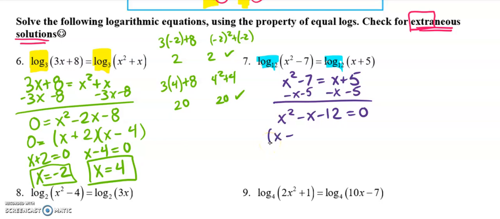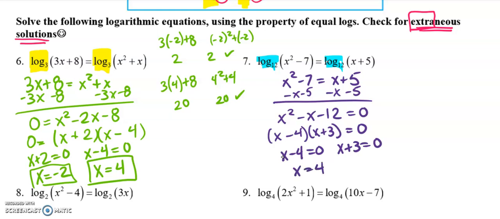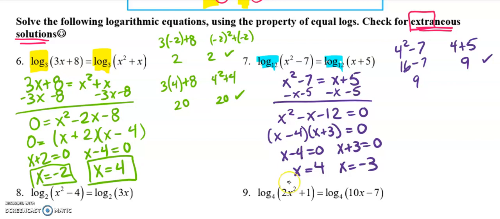Yay, this one factors. X minus 4, x plus 3 equals 0. Set each factor equal to 0, and we get 4 and negative 3. All right, and then we're going to check. 4 squared minus 7, does that equal 4 plus 5? 4 squared is 16 minus 7 is 9. 4 plus 5 is 9. That matches. Can I take the log of 9? I can, because it's a positive number. So we'll keep the 4.